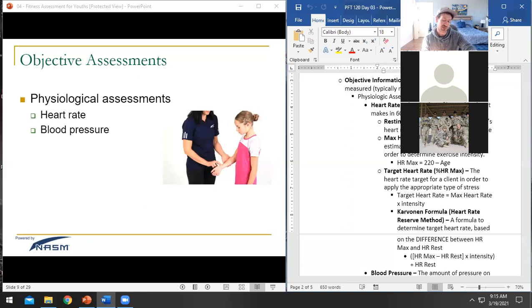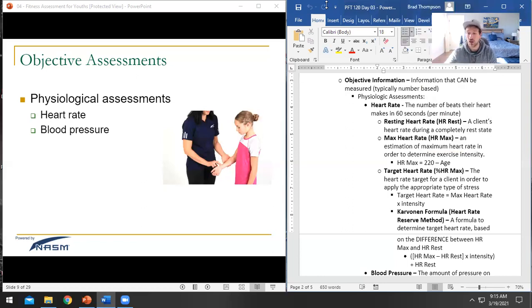So this number is going to fluctuate. It's going to go up. It's going to go down. If I stop talking even a little bit, the number will probably go down. If I relax into my chair a little bit, the number will go down until eventually it gets to a full true resting heart rate. So when you're taking this with your clients, you want to make sure that you are measuring it while they are completely at rest and they've been sitting for at least a few minutes.